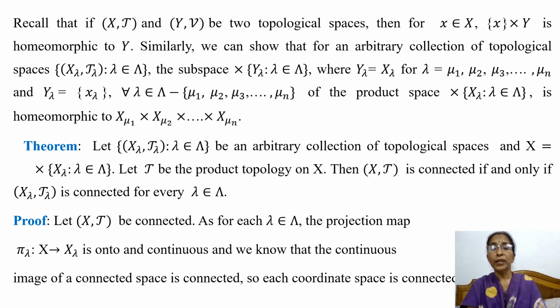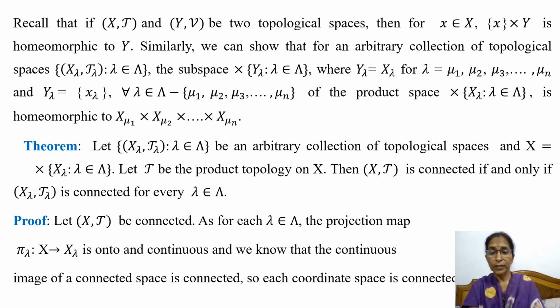Similarly, we can show that for an arbitrary collection of topological spaces (X_λ, T_λ), λ belonging to an arbitrary index set Λ, the subspace given by the Cartesian product of Y_λ, λ in Λ, where Y_λ = X_λ for λ = μ1, μ2, up to μn, and Y_λ = {x_λ} for all λ other than μ1, μ2, up to μn, of the product space is homeomorphic to the space X_μ1 × X_μ2 × ... × X_μn.